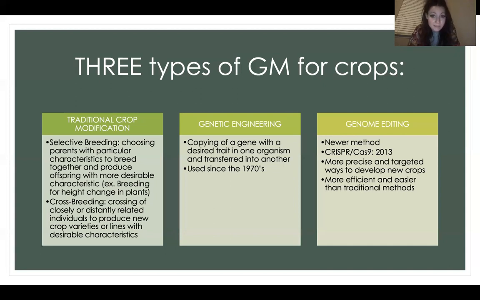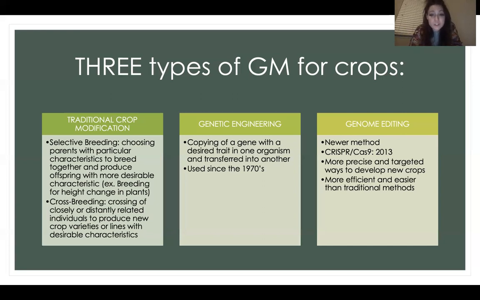Now, last but not least, we've got genome editing, which everybody should be familiar with at this point. CRISPR, anyone? Now, this method for crop and plant modification has been around since 2013, and CRISPR Cas9 has been used. Now, you got to think with CRISPR, what happens? Well, we're going to have a more precise and targeted way to develop new crops because we're going to be able to target these specific genes in these specific locations to make these changes, which ultimately is going to mean that we're going to have a more efficient and easier method of food source than we would the traditional way.